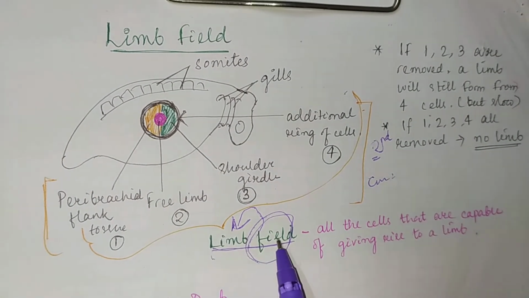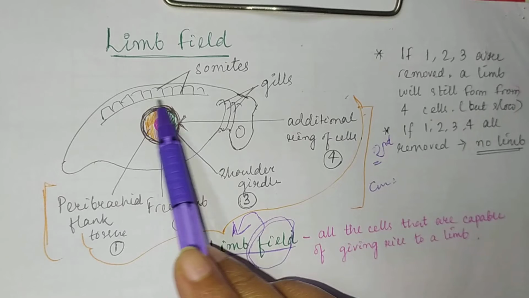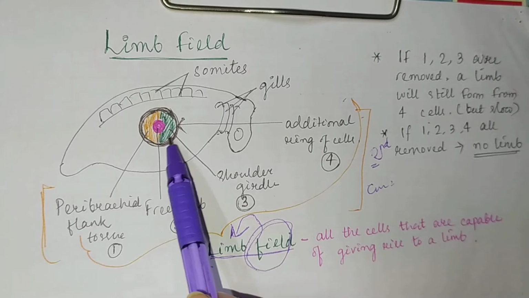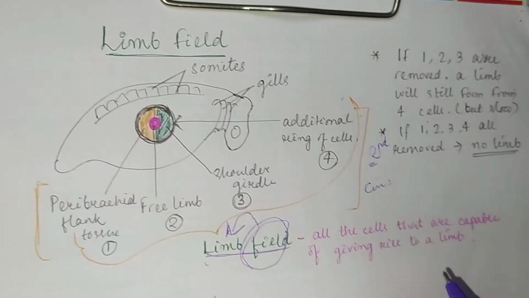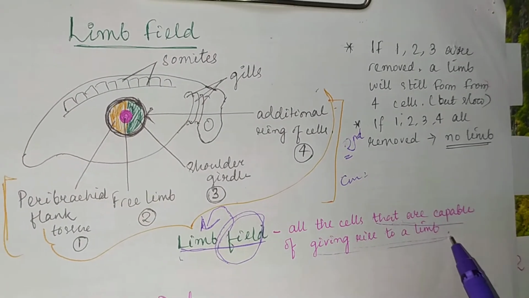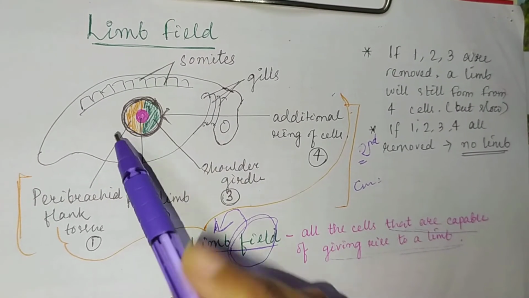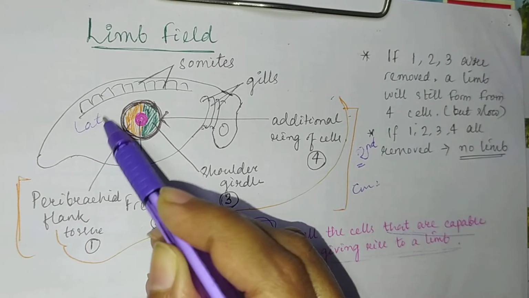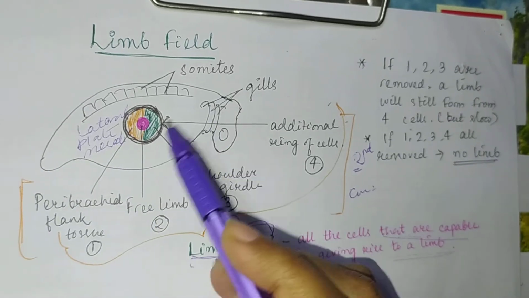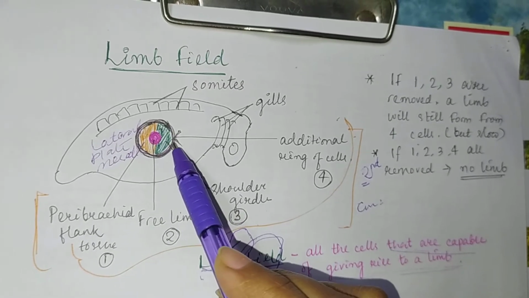So this region in an embryo, there is a disc of cells, and it has the cells that are capable of giving rise to a limb. So where is the limb field situated? This is the lateral plate mesoderm. Okay, this is the lateral plate mesoderm region. Now in this region there is this disc of cells.